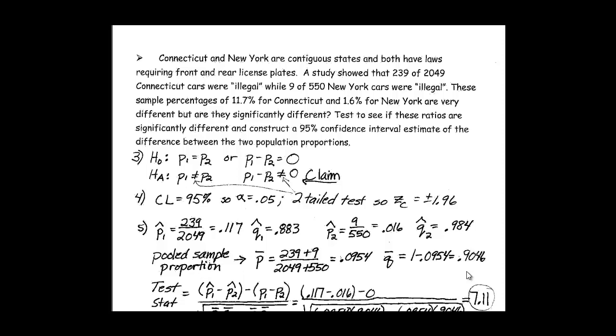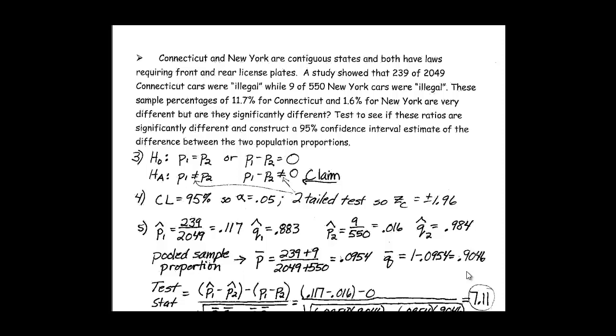Okay, so these sample percentages of 11.7 for Connecticut and 1.6 for New York are very different, but are they significantly different? So what we're looking at here is, these are two samples. We think these proportions would apply to the full population of Connecticut and New York car plates, but there's going to be some margin of error from our study to the population. Obviously we see some difference here in these percentages, but is that difference outside the usual that you would expect in margin of error of any kind of a sample? So that's what we're testing.